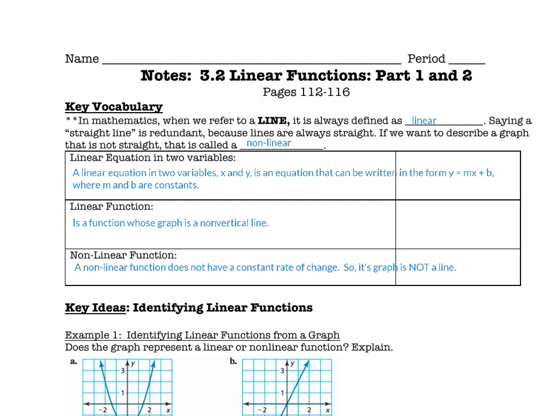Linear equations in two variables. A linear equation in two variables, x and y, is an equation that can be written in the form y equals mx plus b, where m and b are constants. A linear function is a function whose graph is a non-vertical line. And finally, nonlinear functions are functions that do not have a constant rate of change, so the graph is not a line.